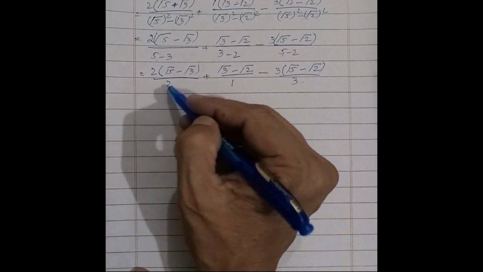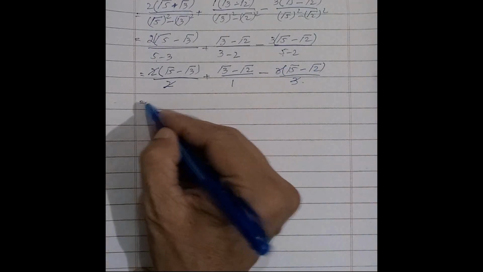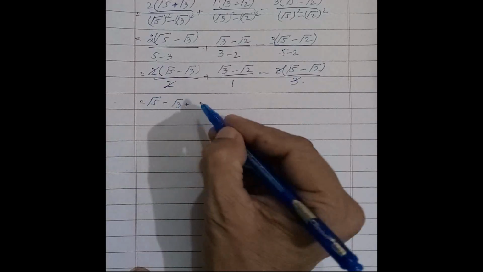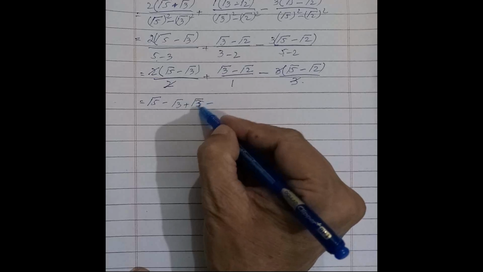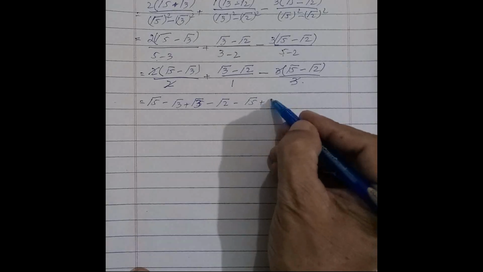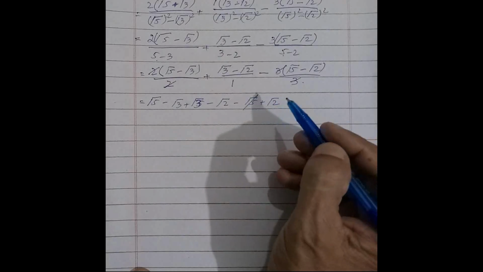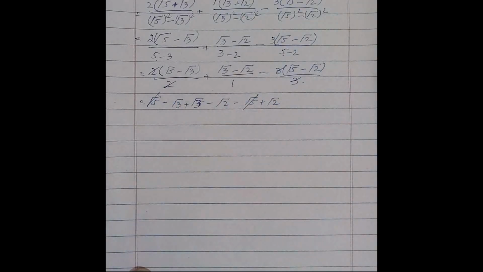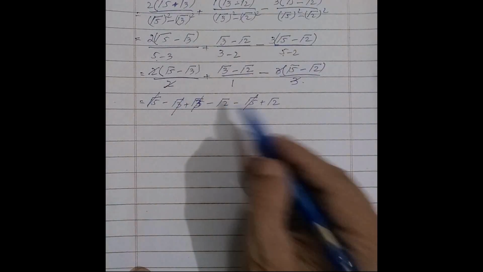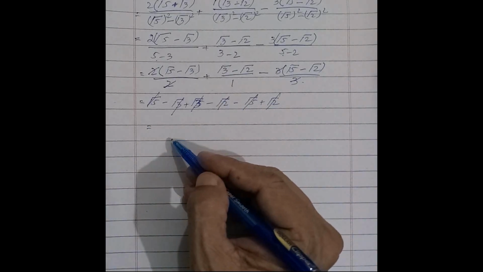Now we simplify these values. 2 cancels with 2 and 3 cancels with 3, and we simplify the remaining values. Square root 5 minus square root 3 plus square root 3 minus square root 2 minus square root 5 plus square root 2. Now simplify these values. Minus square root 5 cancels with plus square root 5, minus square root 3 cancels with plus square root 3, minus square root 2 cancels with plus square root 2, and the answer is 0.